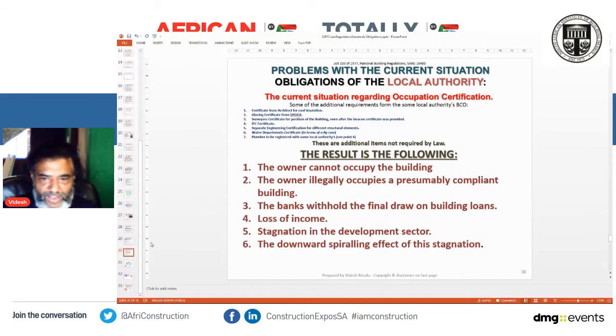The next thing is that the banks would hold the final draw on building loans. Therefore there's a loss of income, as you can't rent out that premises. This causes stagnation in the development sector, and especially now with the COVID lockdowns and the violence and all the burnt or destroyed buildings in KZN and Gauteng, we cannot afford this stagnation. So that's an important one.